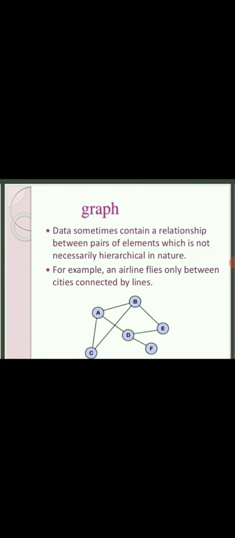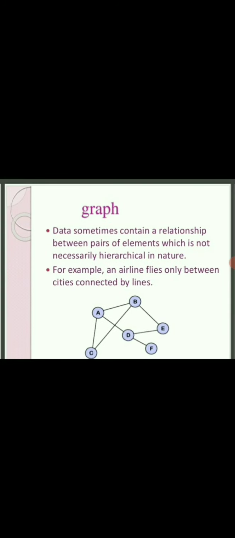Next are the non-linear data structures. First is a tree and then a graph. Tree means when the data has a hierarchical relationship between the elements, that data structure is known as a tree. As you can see in the diagram, the first one at the top is called the root of the tree and the rest are all the children of that tree.